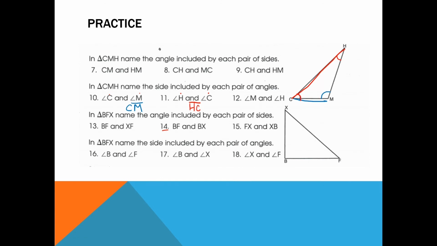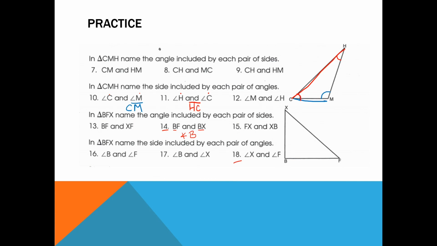I am looking for the angle that's included. I can see that both segments have B, so this should be angle B, but I want to look at the picture and I want to make sure that there is only one angle at B. So here I have BF and BX, and therefore angle B is correct. Please take a moment and answer question 18.